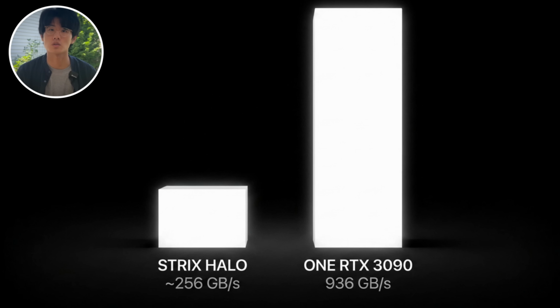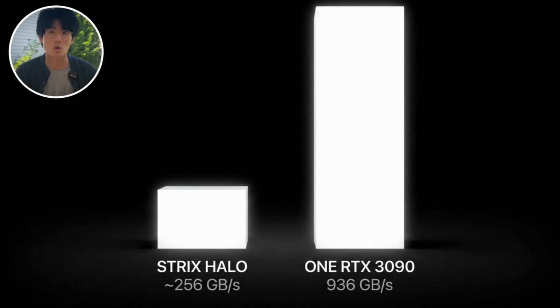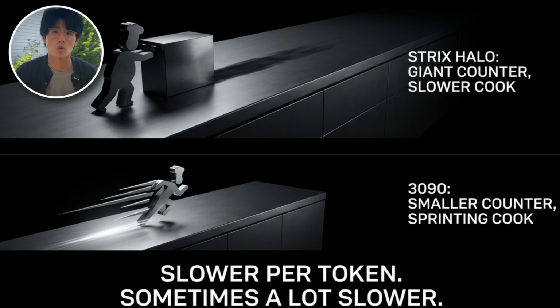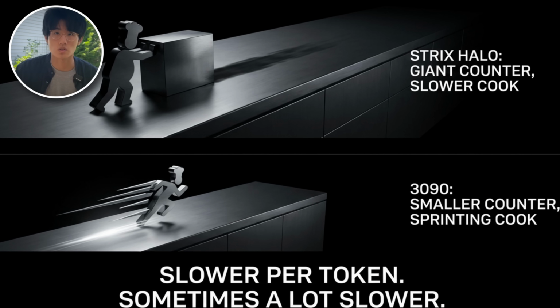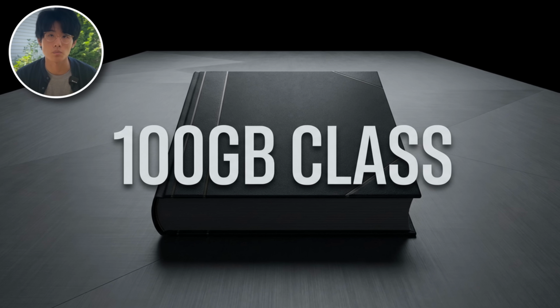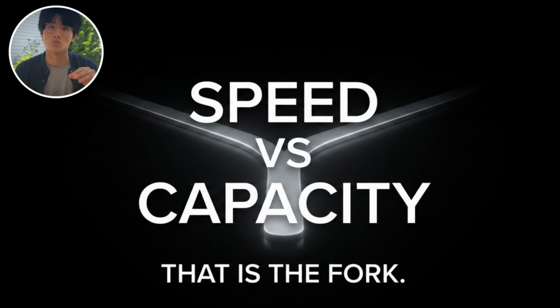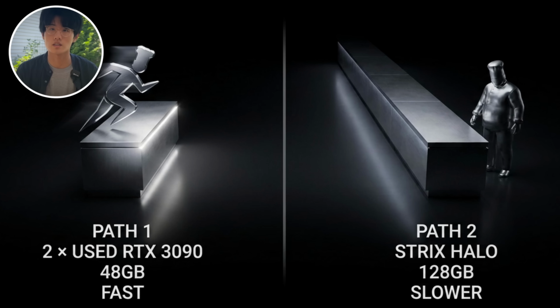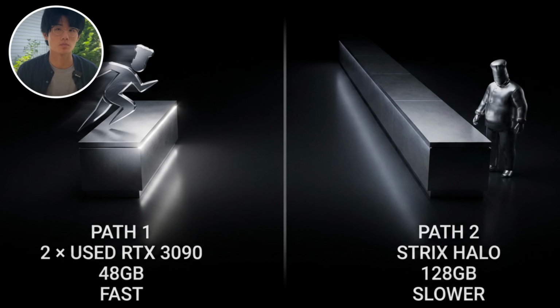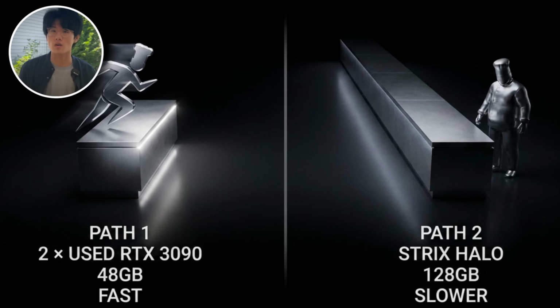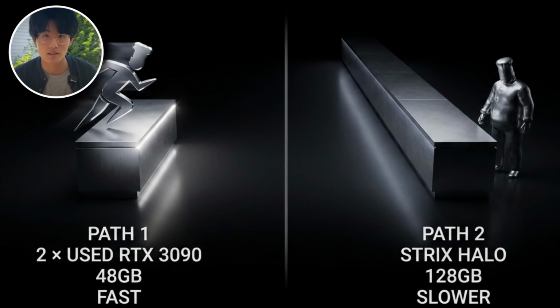The bandwidth is around 256 gigabytes per second, roughly a quarter of a 3090, so it'll be slower per tokens per second, sometimes a lot slower, but it opens 100-gig-class recipe books that the GPU path cannot load at any price. So we can think of it with real numbers this time. Capacity decides what you can run, and the Strix box wins that. Bandwidth decides how fast, and the 3090 wins that, and it is not close.